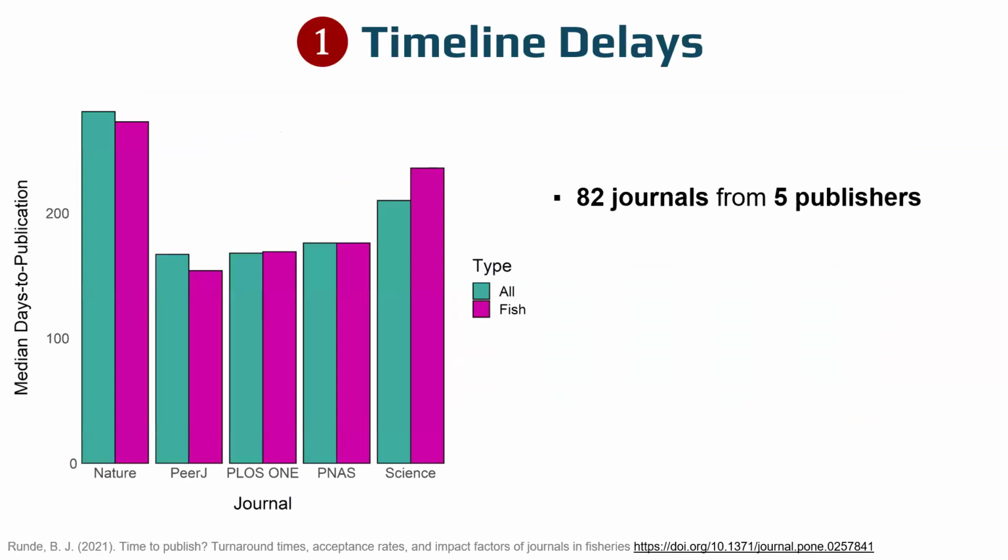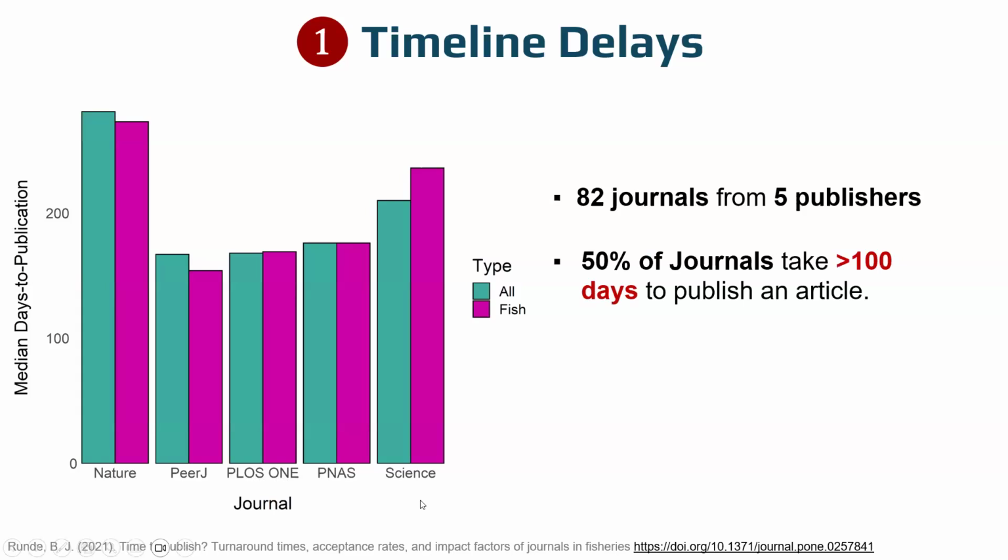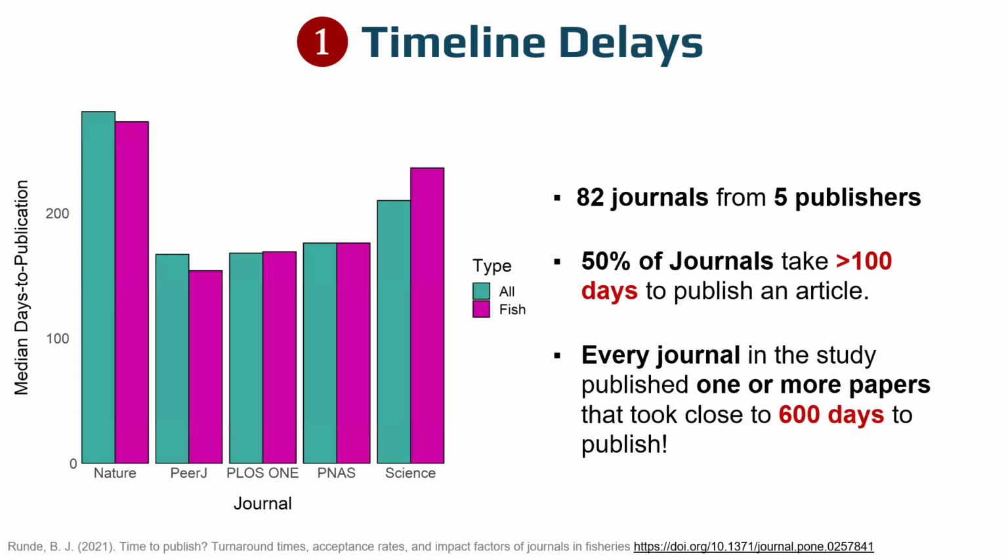Another study looked at 82 journals from 5 major publishers, which are Nature, PeerJ, PLOS ONE, PNAS, and Science. And it found that 50% of these journals take more than 100 days to publish an article. And in each of these journals, there was at least one paper that took close to 600 days to be published. So again, this is just a delay that cannot be justified, to be honest. This is just too much.